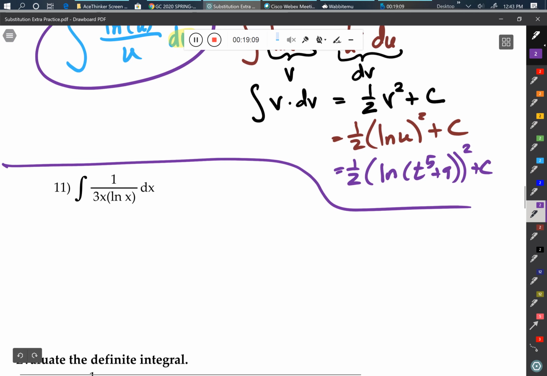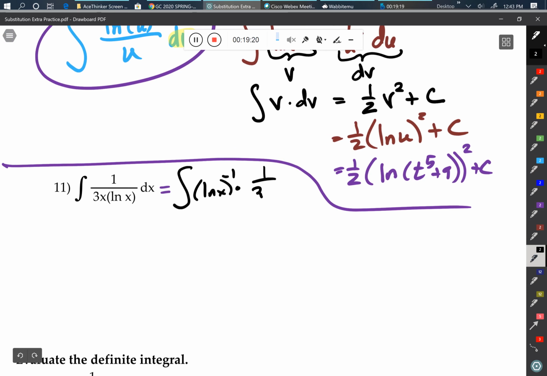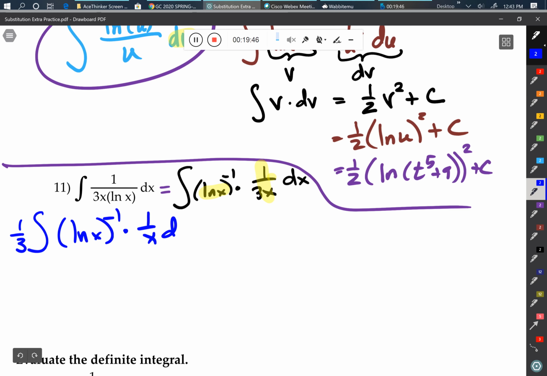I'm going to rewrite this, and hopefully when I rewrite it like other times, it'll become more clear. Do you see the natural log of x to the negative 1 being multiplied by 1 over 3x dx? And why did I write it like that? Because I saw a natural log, and when I see a natural log, I want a derivative to be a 1 over x. So I'm going to do a little bit of massaging with that. I'm going to clean that up a little bit, and I'm going to say that is going to be 1/3 times the integral of the natural log of x to the negative 1 times 1 over x dx.